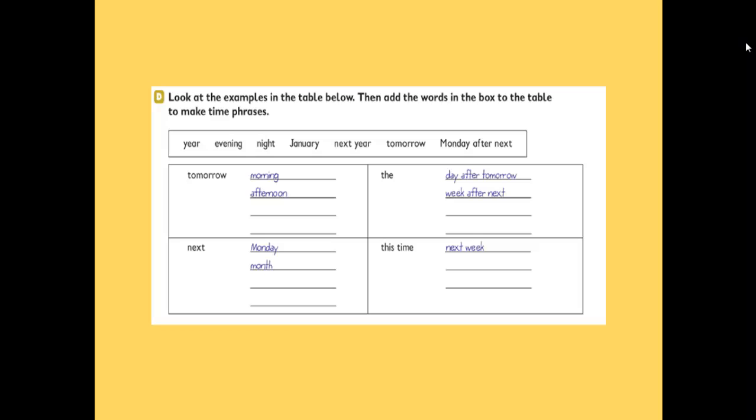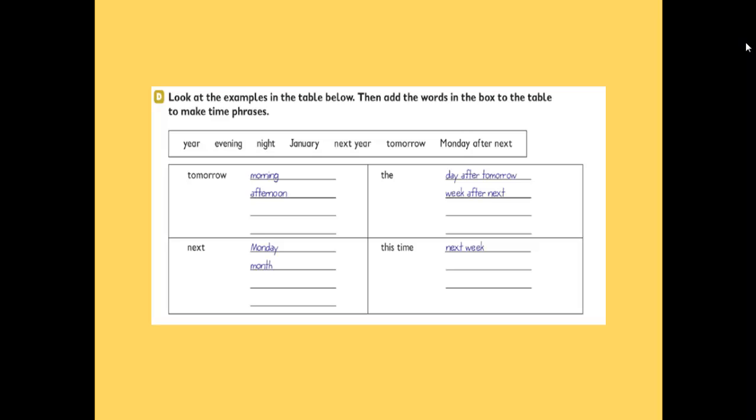The third one is next. We can say next Monday, next month, next year, next January. We can put days of the week, any month like January, February, and years. The fourth part is this time. This time next week. So here's the meaning of at this time next week, this time next year, this time tomorrow.